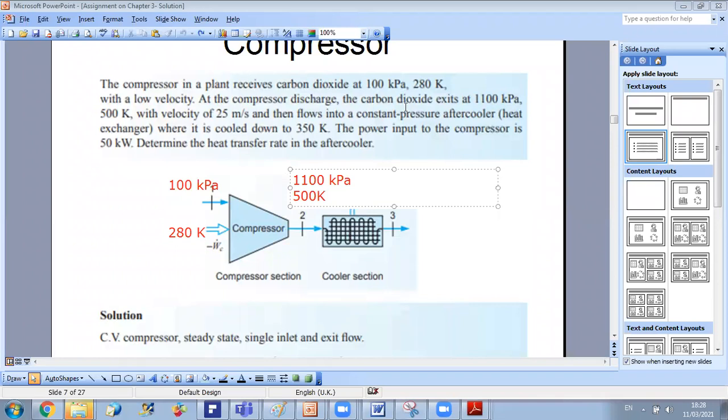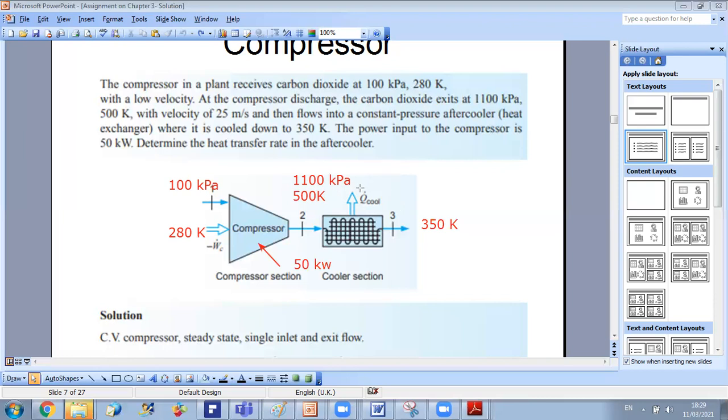And then we know that after this, the fluid will go in a cooler section, and it will exit at a temperature of 350 Kelvin. And I want us to find, knowing that the power input to the compressor is 50 kilowatt, so we are providing to the compressor a work of 50 kilowatt, what is the heat transfer rate in the aftercooler. So what is Q dot of the cooler? Okay, this is the question.